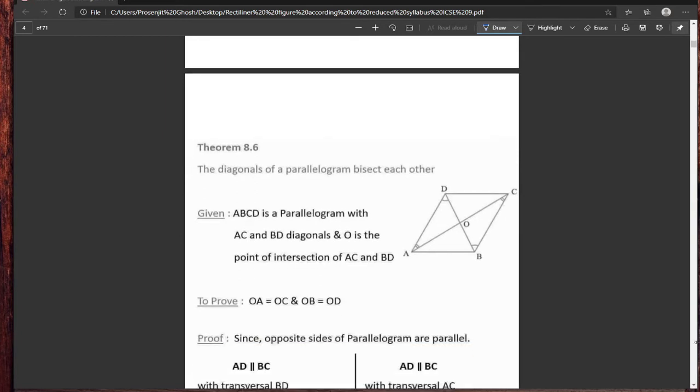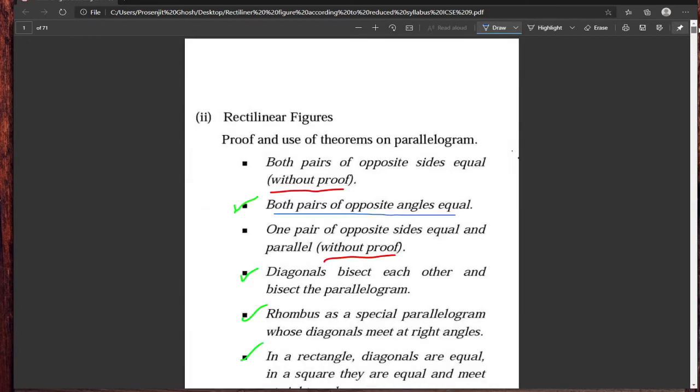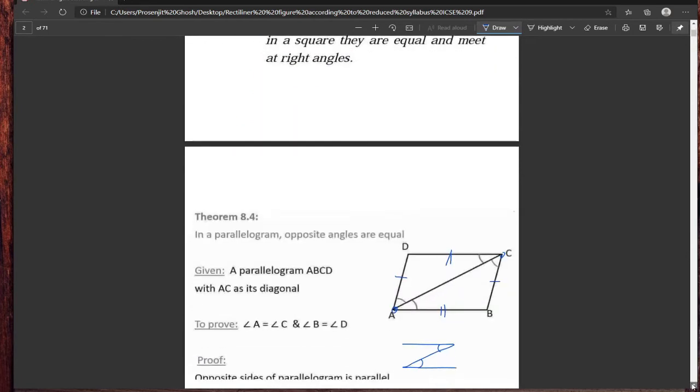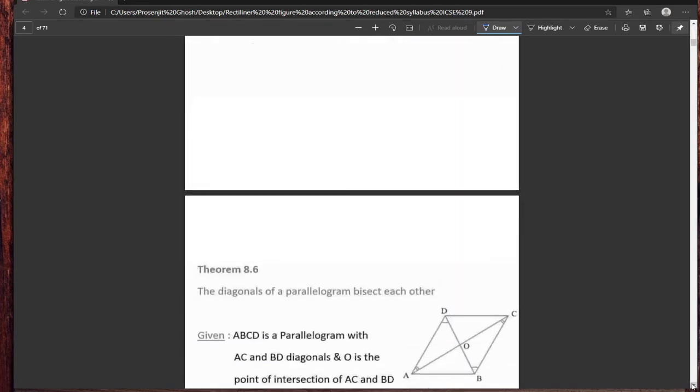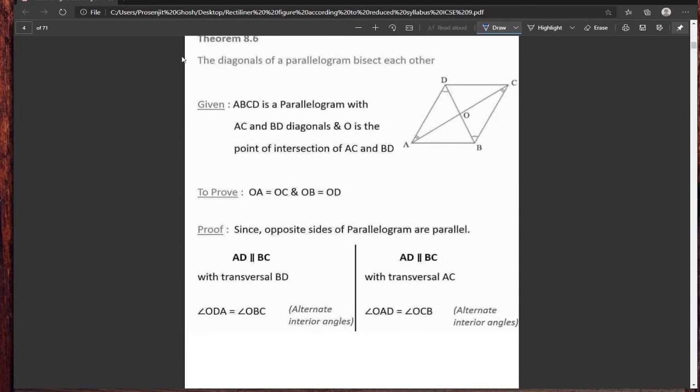Now moving to the second one. Before that, let me show you: we just did this one, both pairs of opposite angles are equal. Now moving to the diagonals bisect each other and bisect the parallelogram. Alright, so all we have to do is about the diagonals. Coming to this theorem: the diagonals of a parallelogram bisect each other. That is all we have to prove over here.